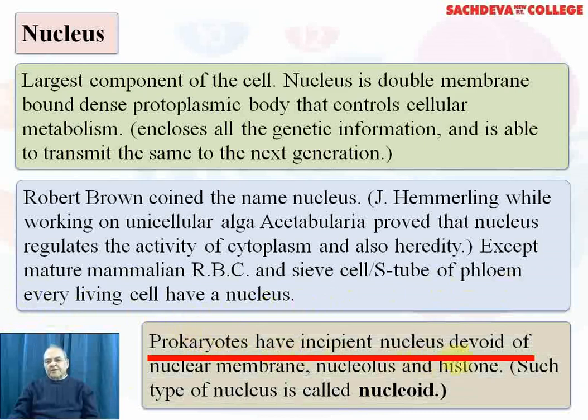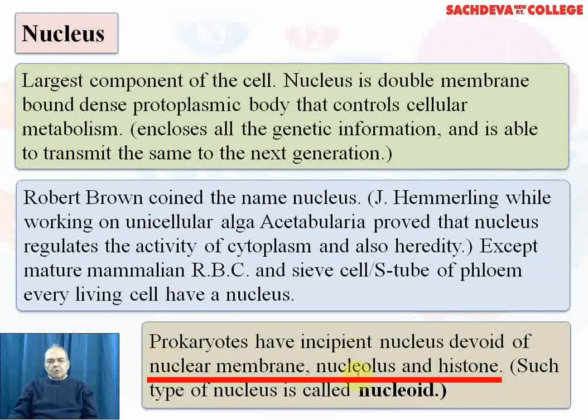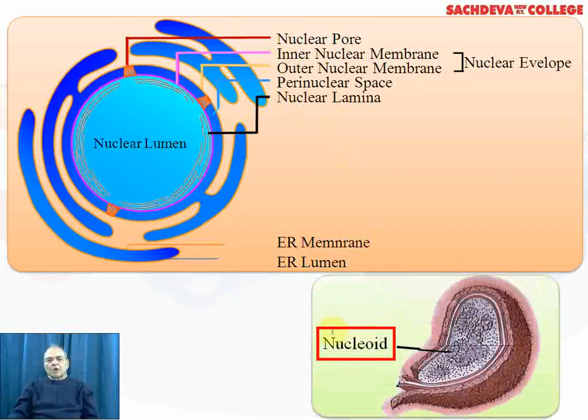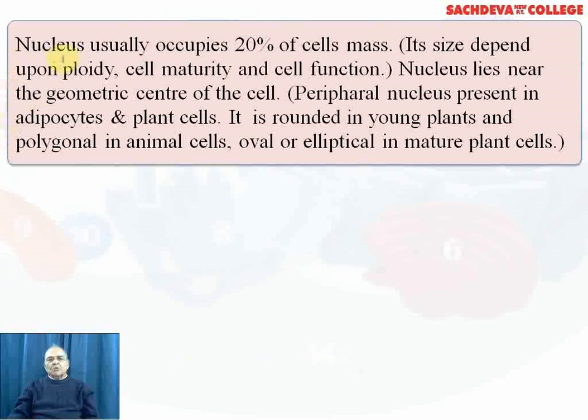Prokaryotes have an incipient nucleus, that is, devoid of nuclear membrane, nucleolus and histone proteins, and such a nucleus is referred to as nucleoid, or you can call it chromatin material. You can see the nucleoid and the distinct nucleus. Nucleus usually occupies 20% of the cell mass. Its size depends upon ploidy of the nucleus, cell maturity and cell function.